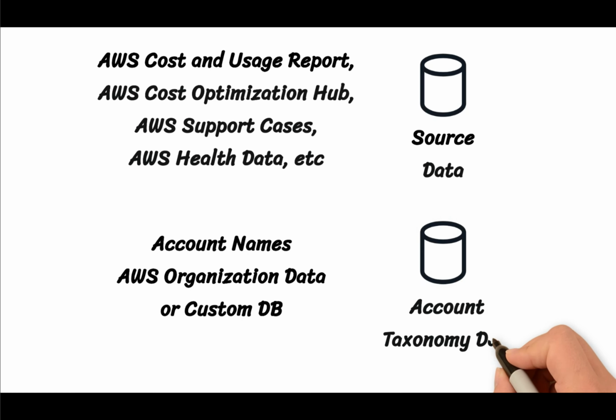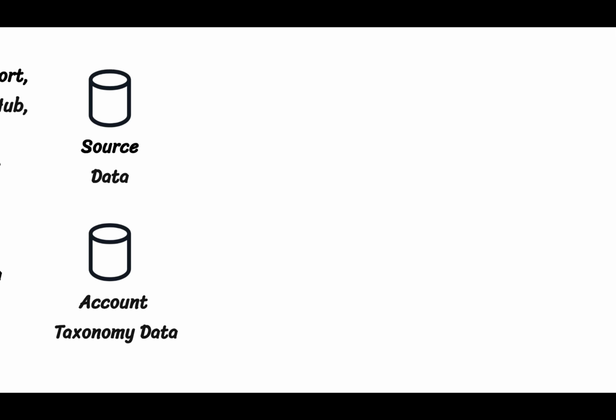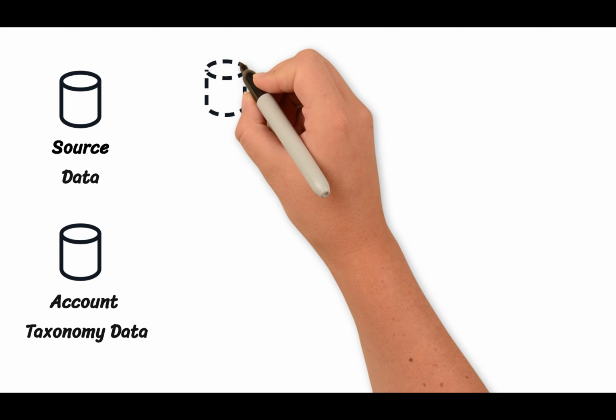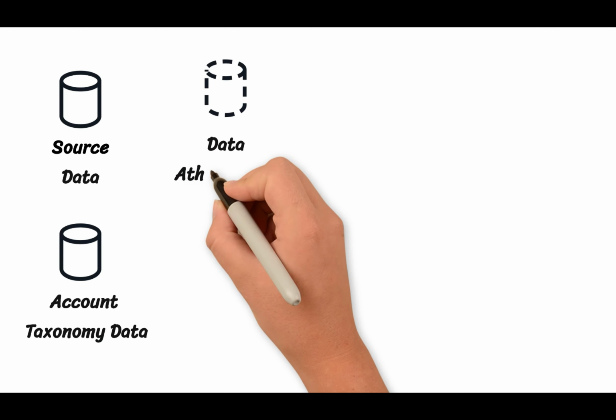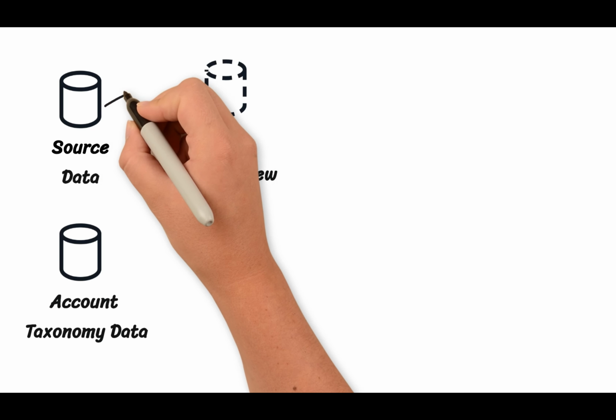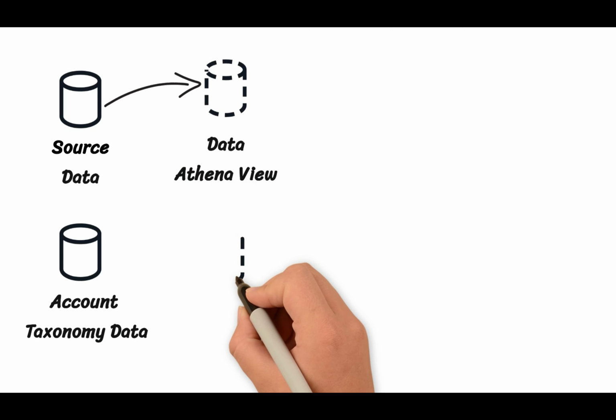Then we have Athena Views, which can aggregate or transform the source data as needed. This can include a selected number of resource level tags if they are available. It is important that we just use the tags that we need, as each tag combination can increase the number of lines in the resulting dataset.